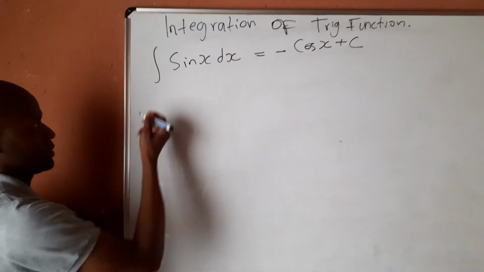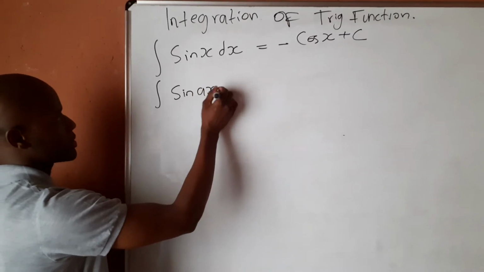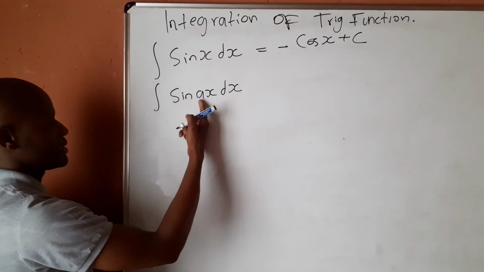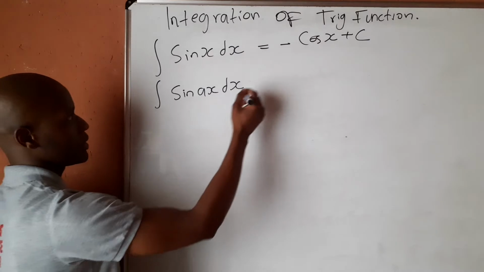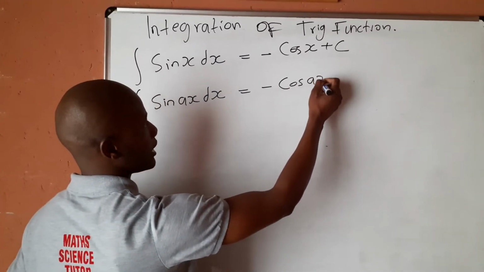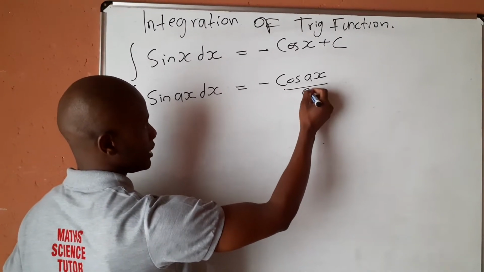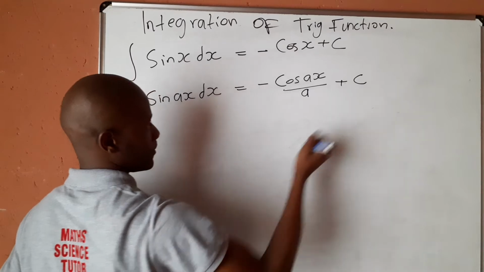Another formula: they will say integrate sine ax dx, where a is our constant, which is going to be negative cos ax. Remember, with integration we divide by a, plus c.